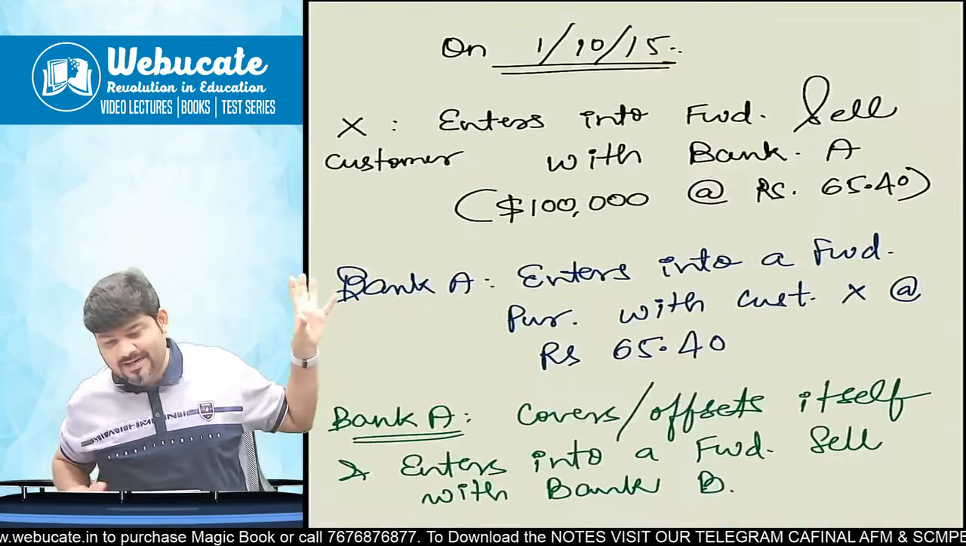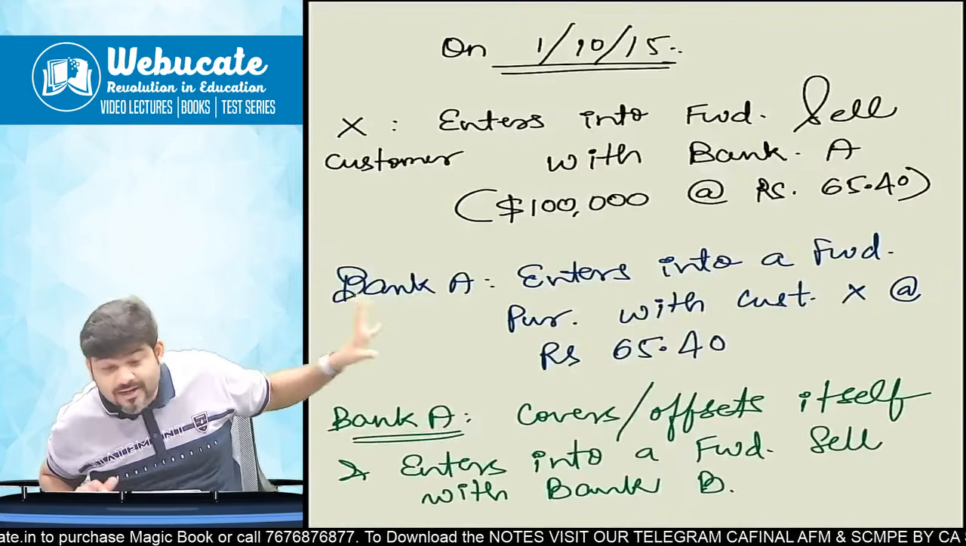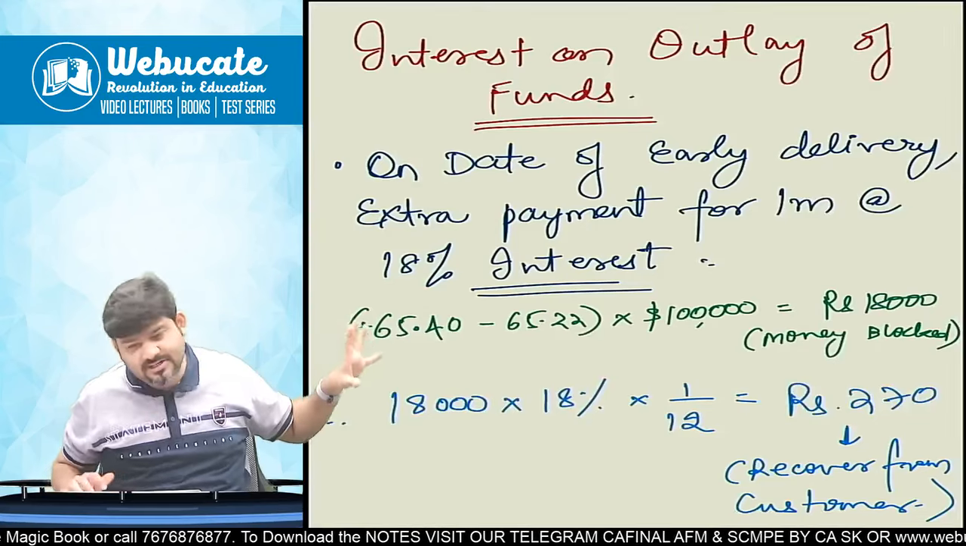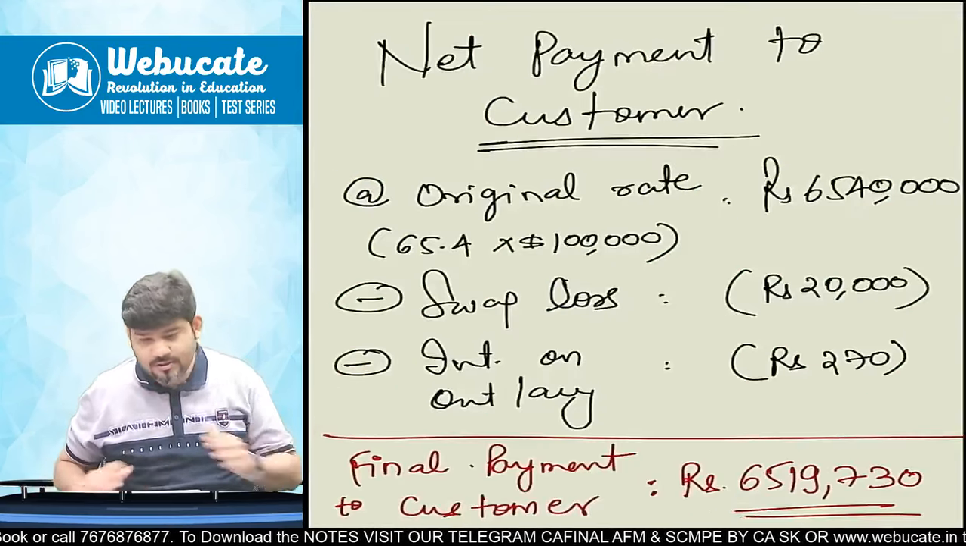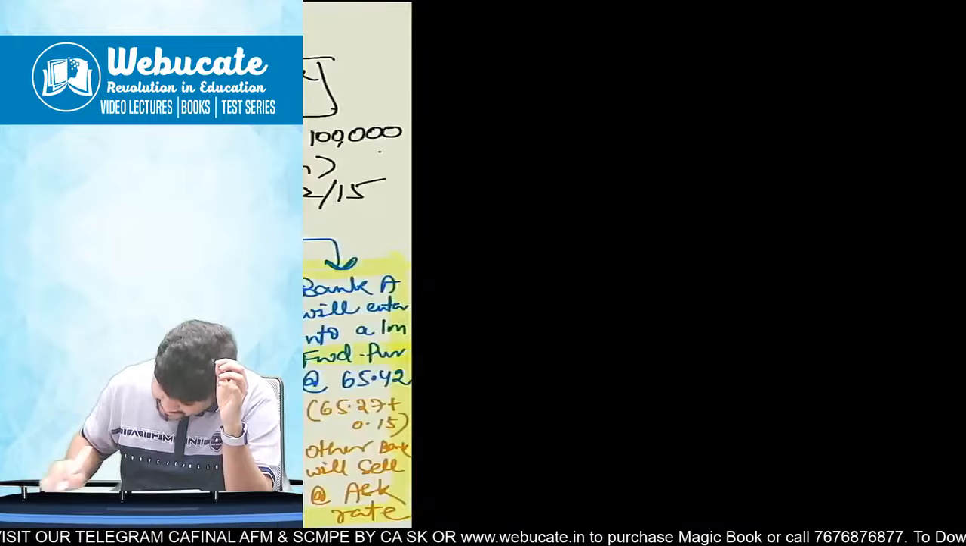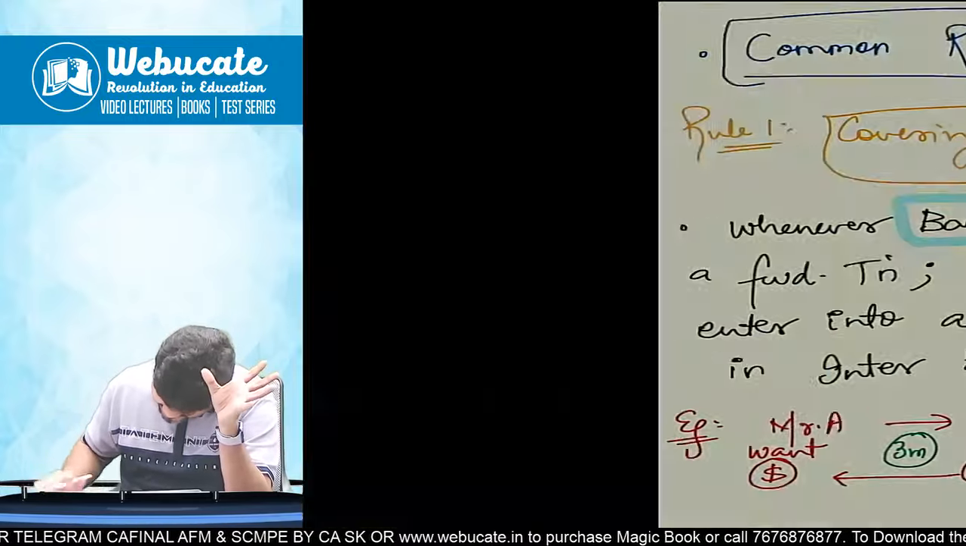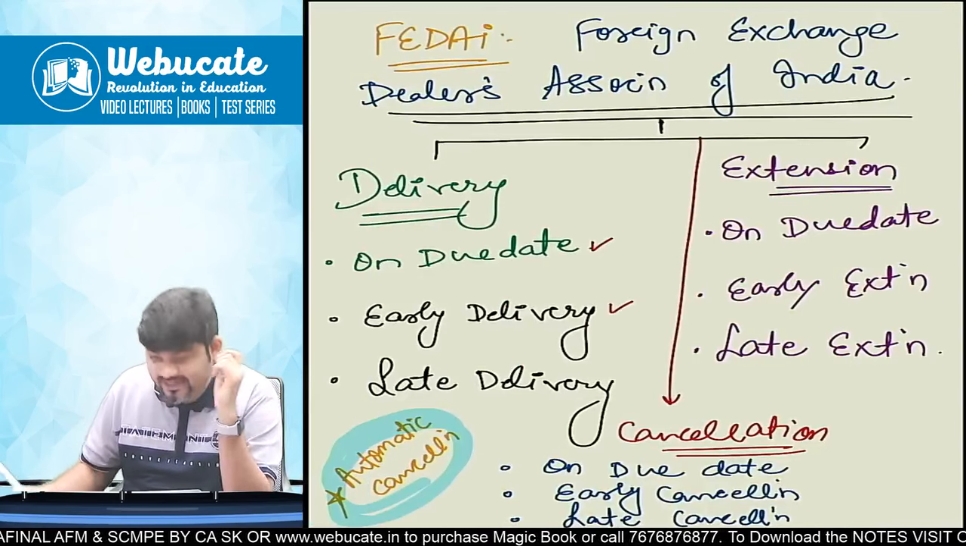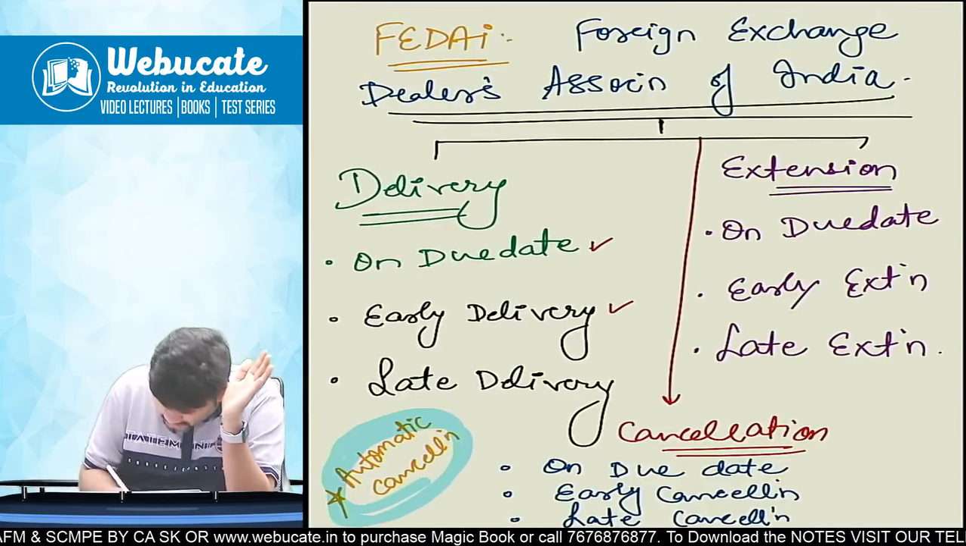Everything I have explained is also written here, so that if any time you want to refer, it is all there. And if you have any doubts, you can let me know and I will help you anytime. Next, we will move on. We are done with early delivery, and we are done with on-time delivery. On due date, done. Early delivery, done. Late delivery, later. Now we will come to cancellation.